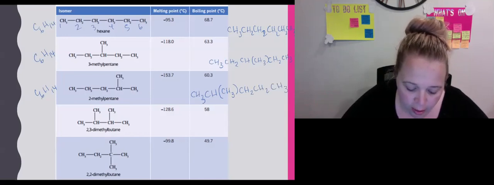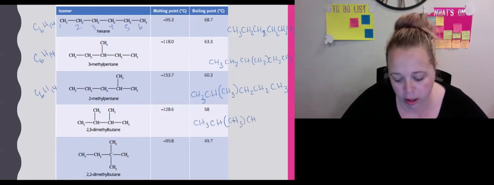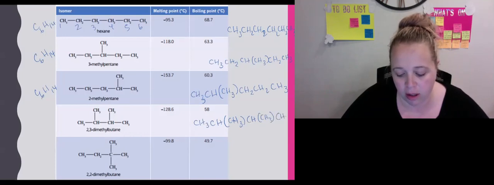Okay. Now we're going to try this one. Doesn't matter which direction I go in. I'm going to start with a CH3. It's easier to go left from right. Then we go CH. Then there's a CH3 off that. Then there's another CH in my chain. Then there's another CH3 off that. And then there's a CH3 off here.